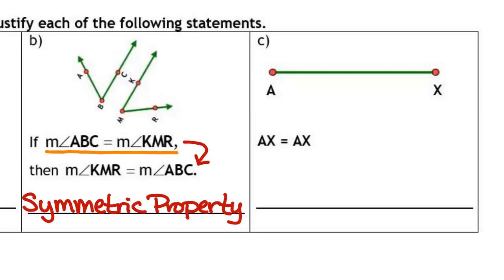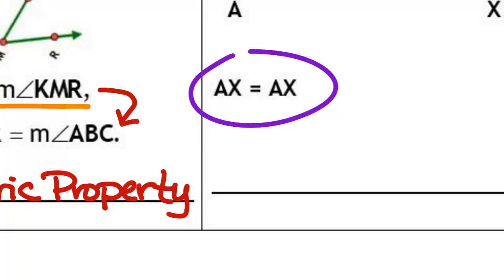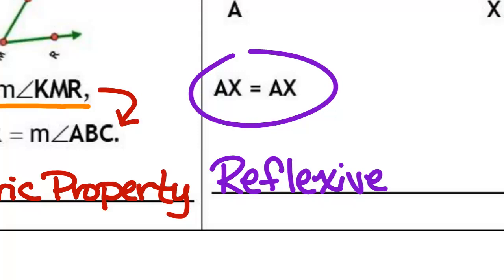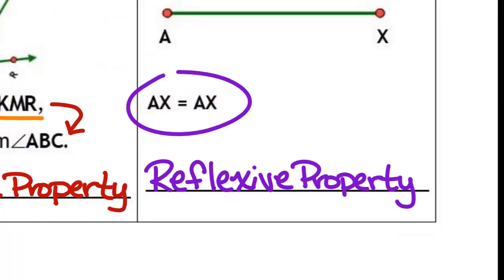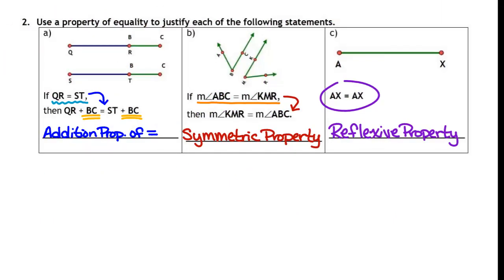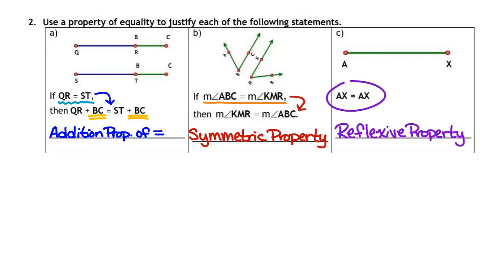Part C is a little weird. I don't even have an if and a then. I just have that AX equals AX. Yep, reflexive property. The reflexive property is when I say that something is equal to itself. So x equals x, or 5 equals 5, or in this case, AX equals AX. When I have something equal to itself, that is the reflexive property. All right. Let's look at part D.